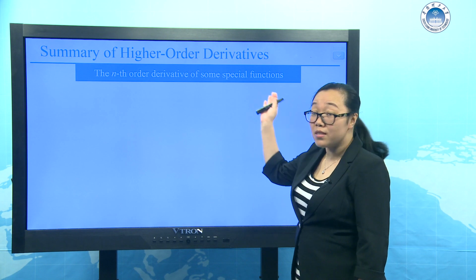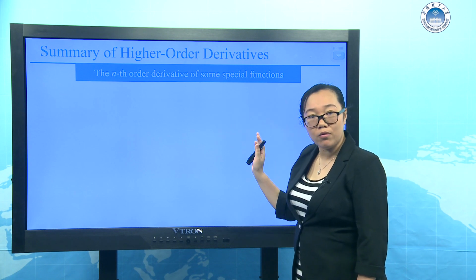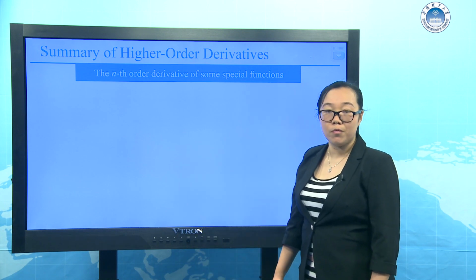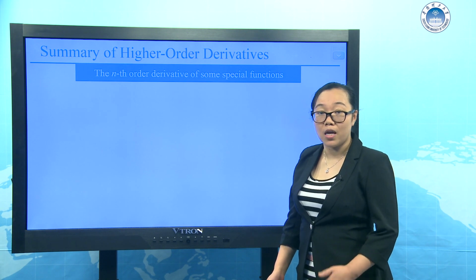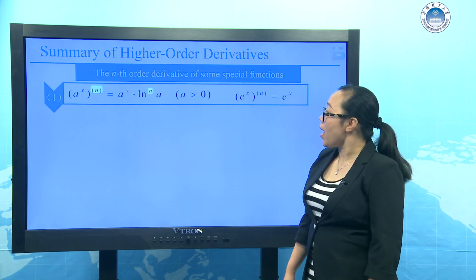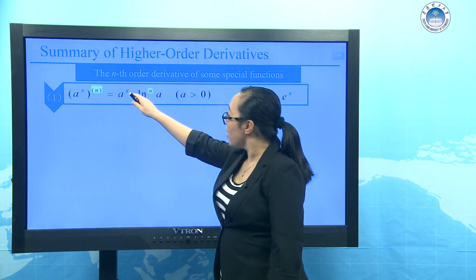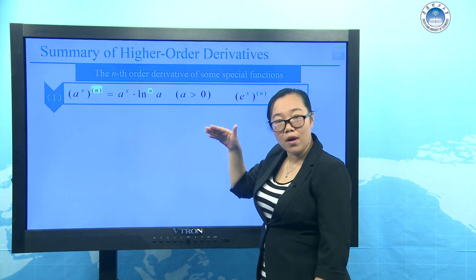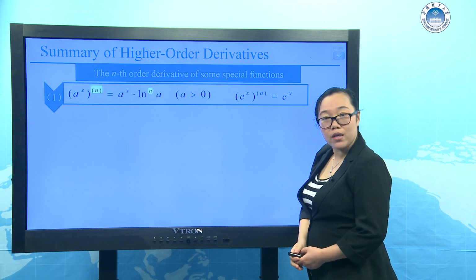So now look at our summary about higher order derivatives: the nth order derivatives of some special formulas. You can get them step by step. Look at the first. (a^x)^(n) equals a^x times a constant, which is (ln a)^n, where a is a positive number. Special case: if a equals e, it equals e^x times (ln e)^n, and ln e equals 1. So together it is our special case.